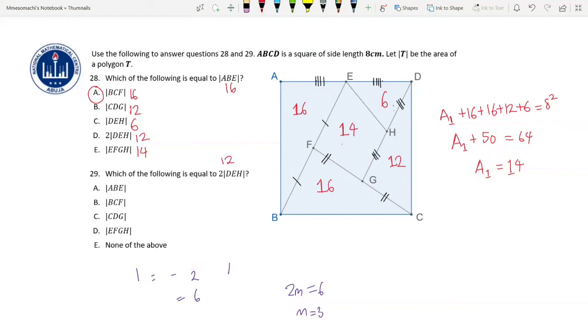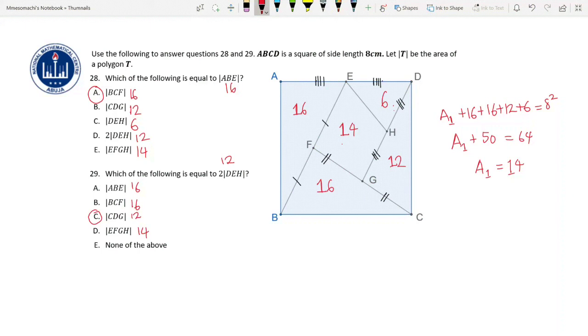Okay. So let me just erase these things down here. I like leaving the board almost neat towards the ending of my solution. And now ABE 16, BCF, what is BCF? 16, CDG 12, EFGH 14, and we see that is CDG. So the option is C. Okay, and so that's a good place to stop for today.